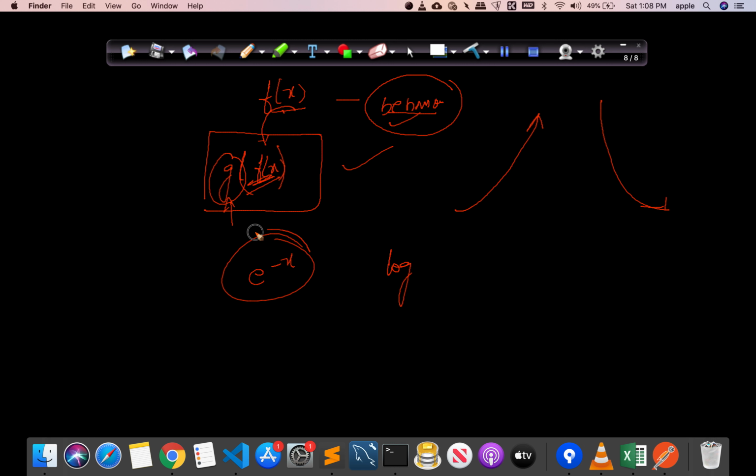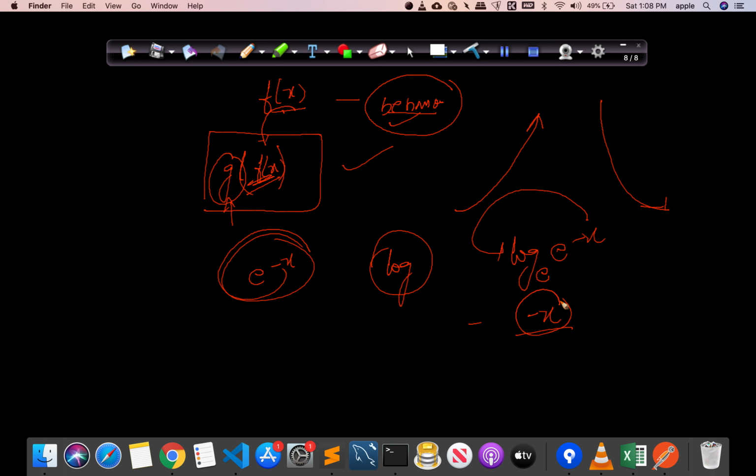Since our function contains an exponent, we will choose a function which is easier to work with exponents. Log functions are easier to work with exponents. Even if you don't know, just remember that logs are easy to work with exponents. For example, log of e to the power minus x is minus x. Why? The minus x comes to this side, and if the base is e, then log e base e is simply 1. So this value becomes minus x. You can see that working with exponents and logs is very easy.